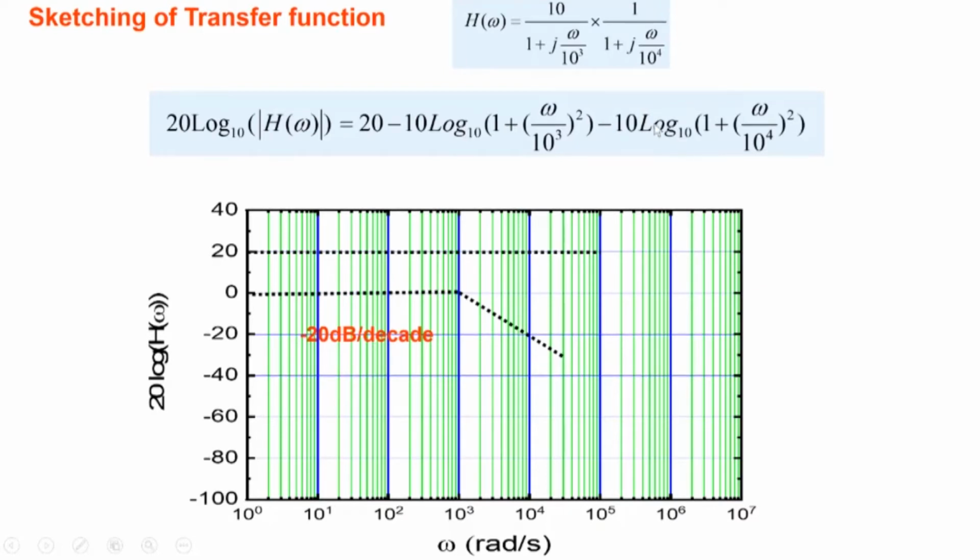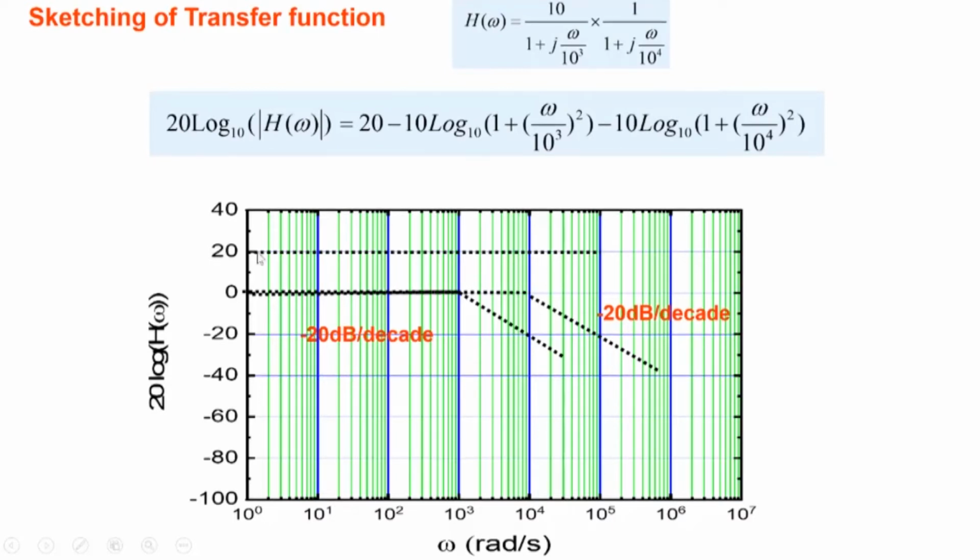The third term is also very similar, except the corner point, instead of being at 10 power 3, will be at 10 power 4. So it would look like this particular plot here. And this will also change by 20 dB per decade here. So each one of those terms that you see here, first, second, and third, we separately sketch it out. And then all we have to do is add it up, because the final magnitude of the transfer function is the sum of these three parts here.